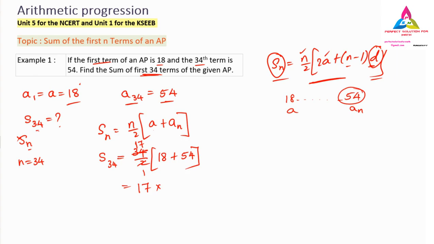How much is 18 plus 54? It is nothing but 72. So 18 plus 54 is 72. So lastly we need the calculation. Now we have to calculate 17 with the 72.